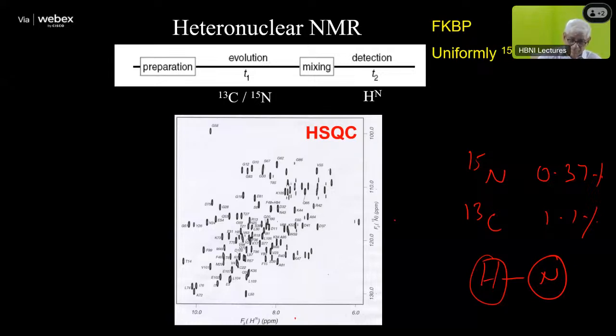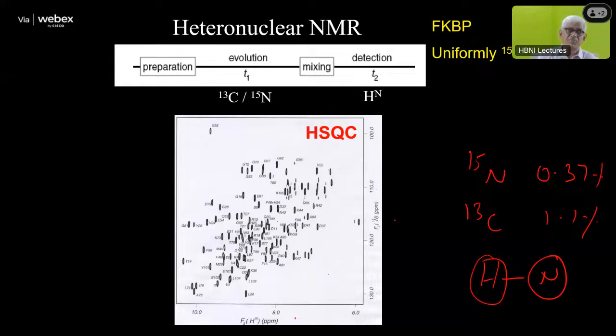Therefore, this spectrum is known as the fingerprint of the protein. It represents the amino acid sequence. How many amino acids are there? Therefore, you have counted the number of peaks here. You must have as many peaks as there are amino acid residues in your protein, except, of course, proline. The proline does not have an NH along the backbone. Therefore, excepting proline, you count all the residues, you must have as many peaks as there are residues.